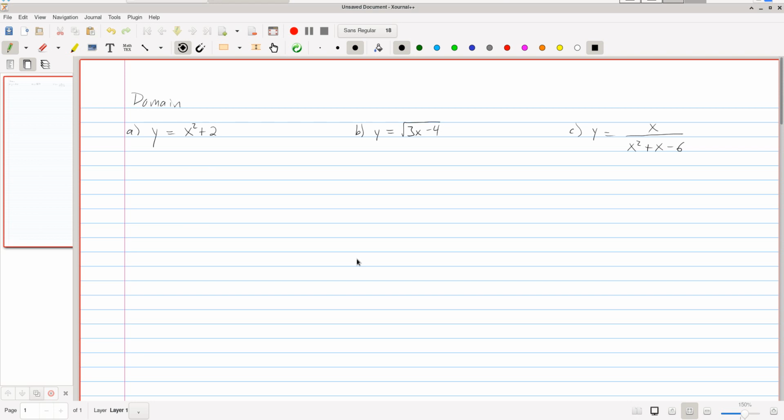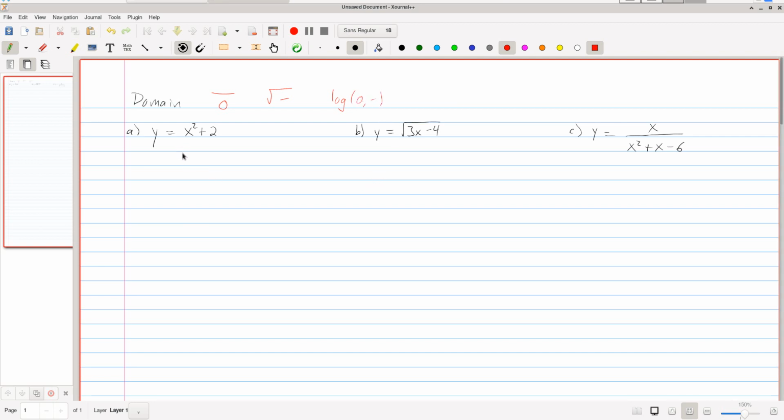Find the domain of each of these functions. A, y equals x squared plus 2. For domain, there are only three things we have to worry about. We can't divide by 0. We can't have a negative under a radical. And if we have a log, we can't have a 0 or a negative inside.